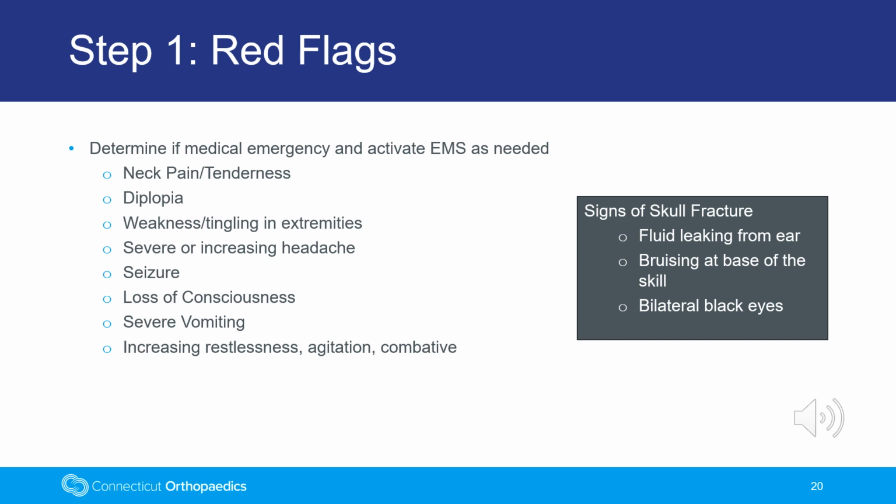This first step will determine the need for activation of EMS and transportation based on the following findings, deeming a medical emergency following a traumatic brain injury. If the patient presents with central neck pain and tenderness, diplopia, weakness or tingling in the extremities, severe or increasing headache, seizure, loss of consciousness, severe vomiting, increasing restlessness, agitation, or if the athlete becomes combative.